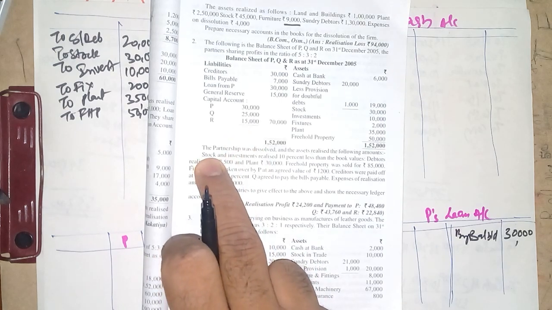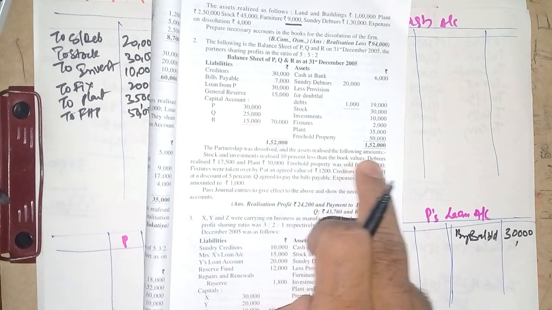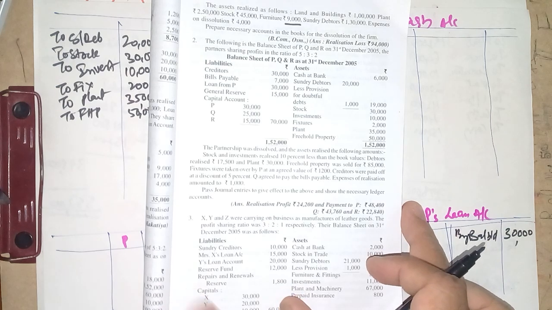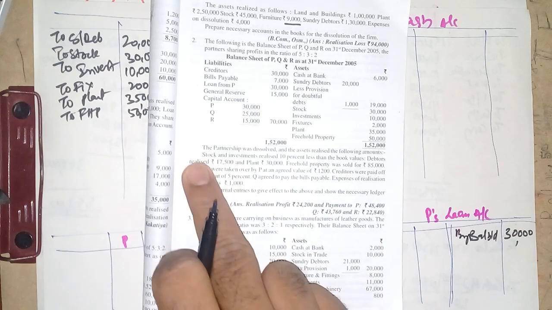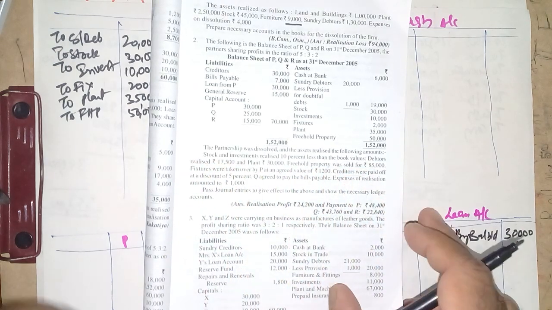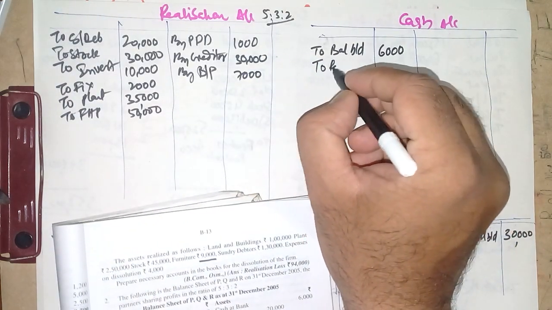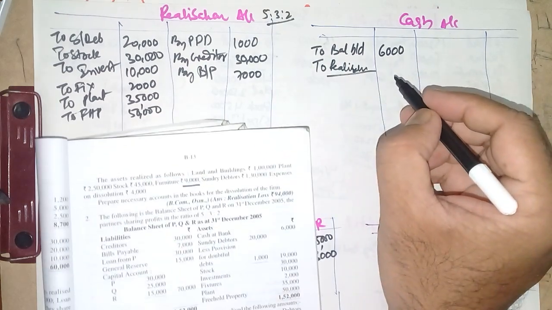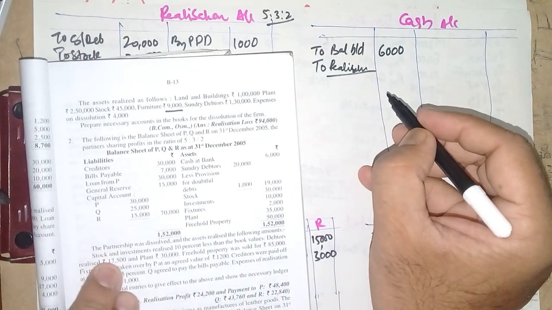The adjustment says that the partnership was dissolved and the assets realized as follows. Whenever assets are realized, what is the entry? Cash account debit to realization. The stock and investments realized 10% less than the book value. So we write in the cash account to realization. Under that, first is what we have stated in the question: stock and investments.